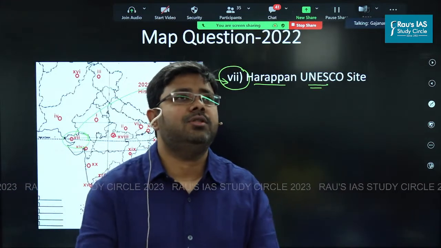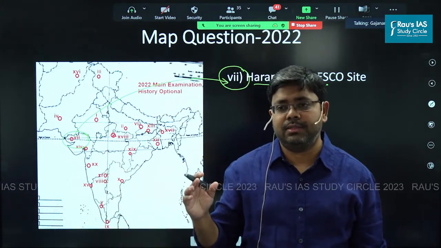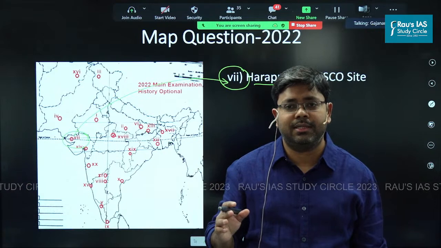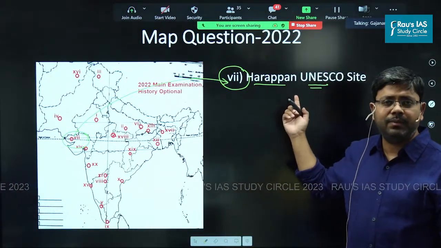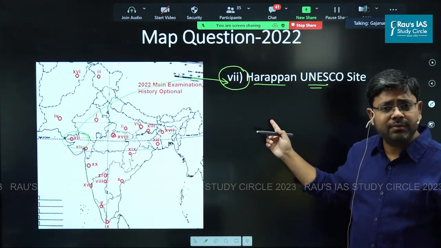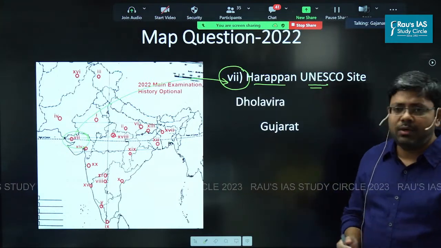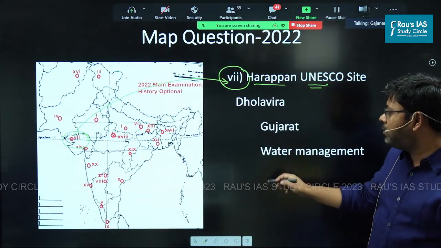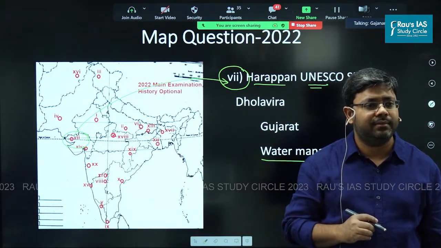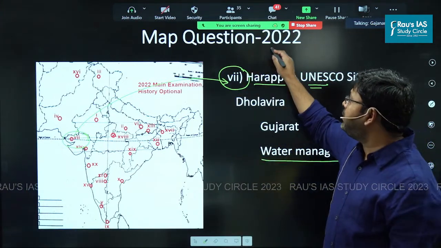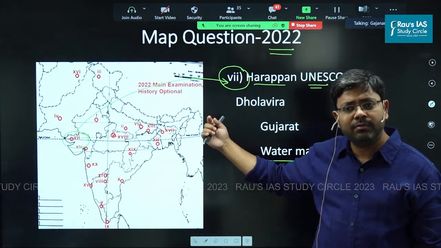So many questions in UPSC are always asked with the help of contemporary context, with the help of newspapers. If we talk about a UNESCO site and Harappan site, recently Dholavira was given UNESCO World Heritage status, no? And why was this given UNESCO World Heritage status in Gujarat? Because of the excellent water management system that we have found from Dholavira. The question was asked by UPSC in 2022. Is this not a very easy question? And is this not a very expected question?